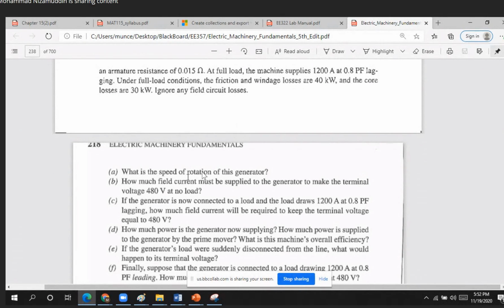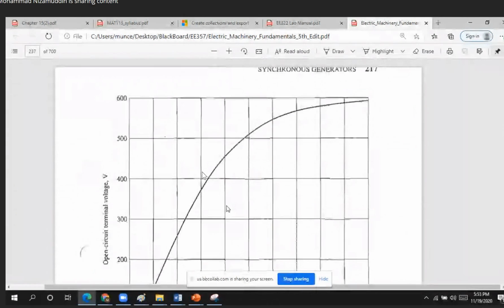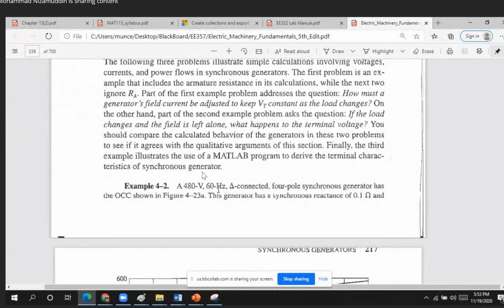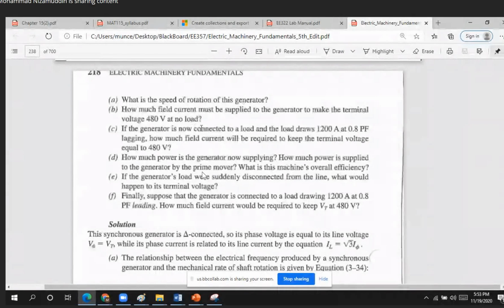What is the speed of rotation of the generator? As you know, this is a synchronous generator, so rotor speed and flux speed are the same, 120 F over P. All the information is given here: F is 60, P, the number of poles, is 4. So you know the rotation speed of the generator.